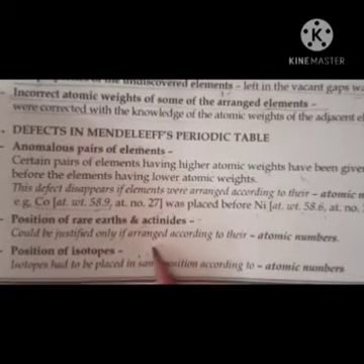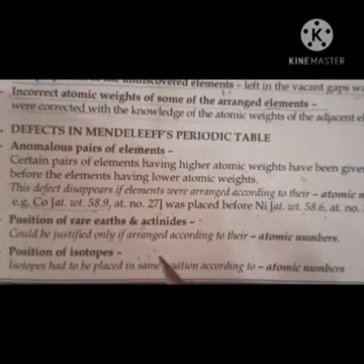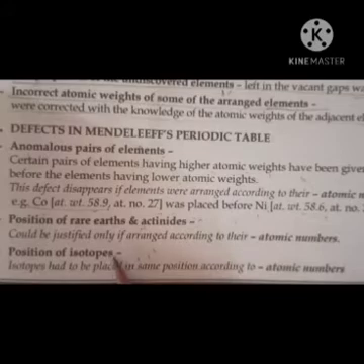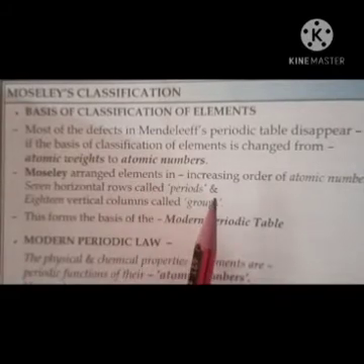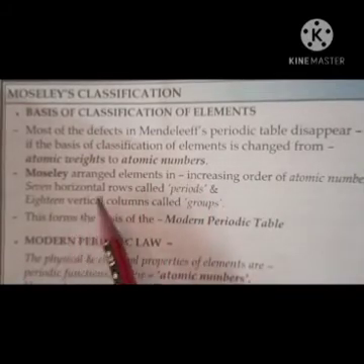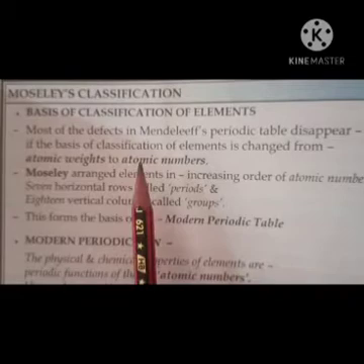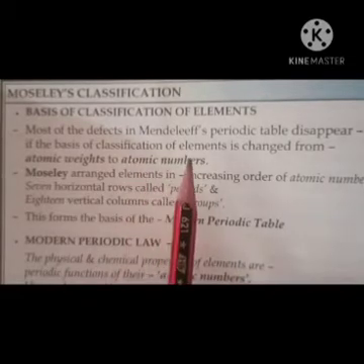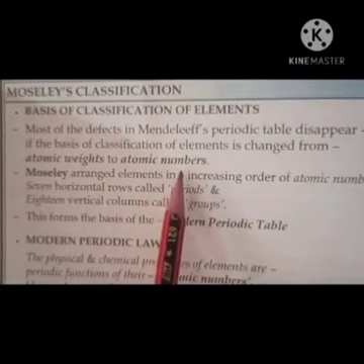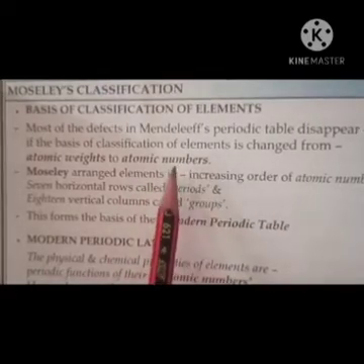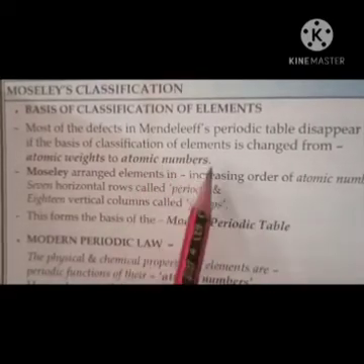But when the classification was based on increasing atomic number, then their position was justified. Then Moseley gave the modern periodic table, right? He arranged the elements in increasing order of their atomic number, in place of atomic weight. So what was the basis of his classification? That is the atomic number.